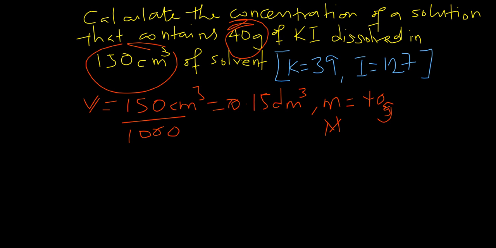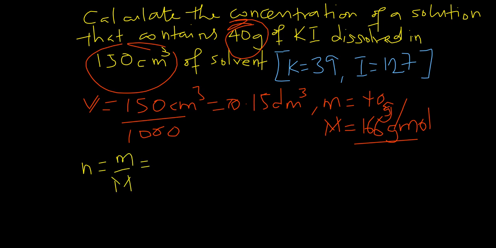Okay, so we know the molar mass. So with these two, we can calculate the mole. Our mole will be mass over molar mass. That will give you mole equals mass 40 over the molar mass of 166. When you do that division, you get 0.24 mole. So now we know the mole, we can calculate the concentration.